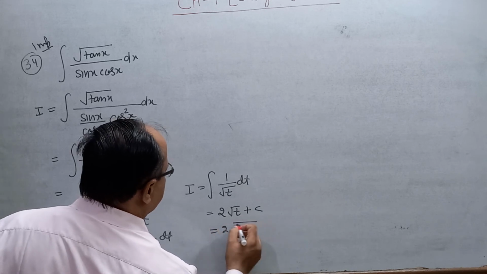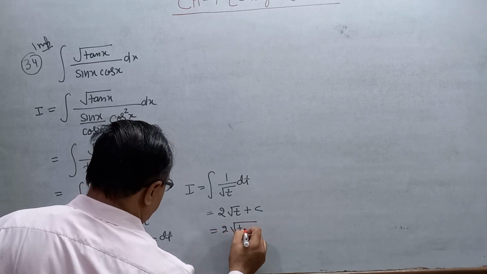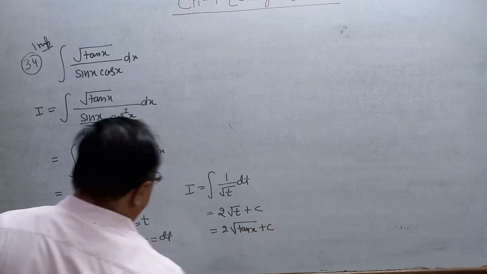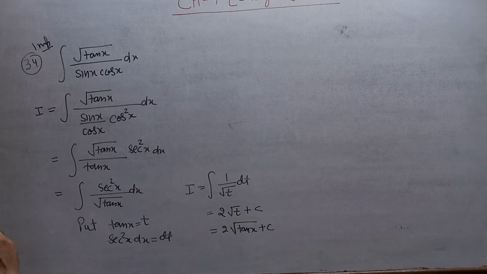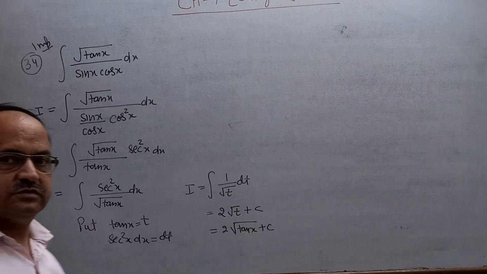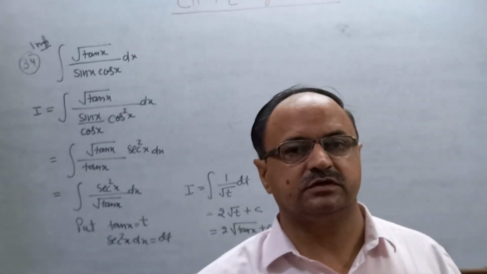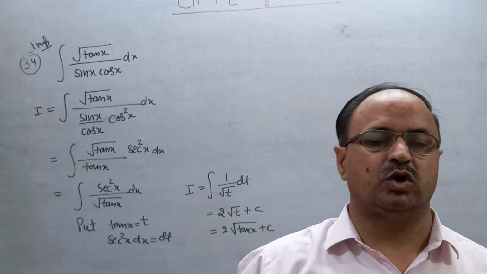And put the value of t, which you know is tan x. Correct? This is the answer of this question. This is question number 34. Correct? Your homework: try to solve questions up to question number 34. Okay, thank you.